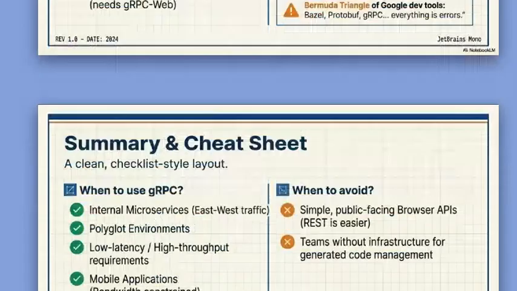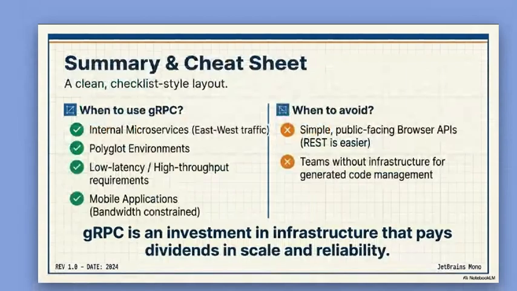So the final checklist sums it up. When is this a slam dunk? Internal microservices, what we call east-west traffic, server talking to server. If you have high volume, you need low latency, or you're mixing languages, gRPC is pretty much the standard now. Also, mobile apps love it because that tiny binary format saves battery and data.